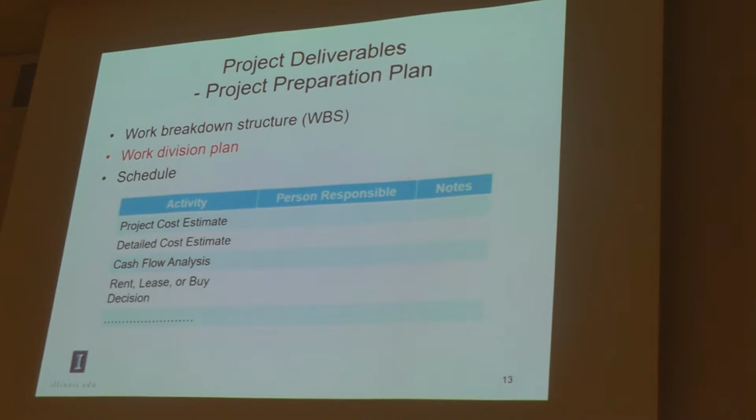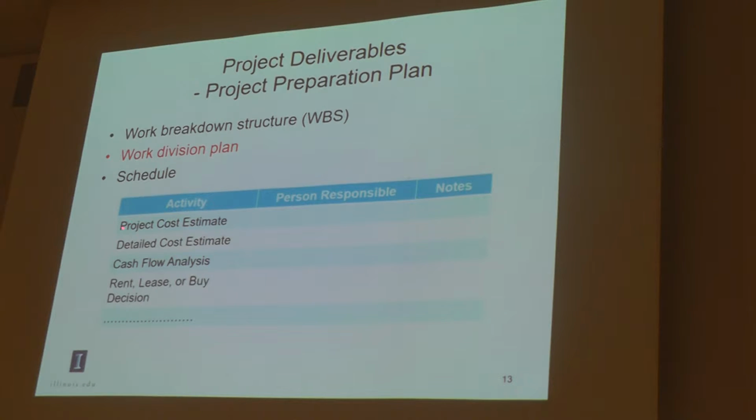The next one is the work division plan. For this project, we have several deliverables, including, as you know, the cost estimate, the detailed cost estimate, cash flow analysis, and listing these activities. The detailed activities have been listed in the handout. And in order to do this, your group has to distribute your effort.